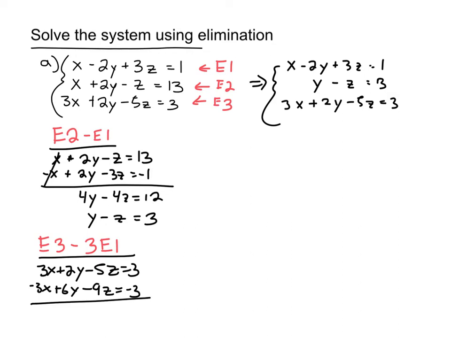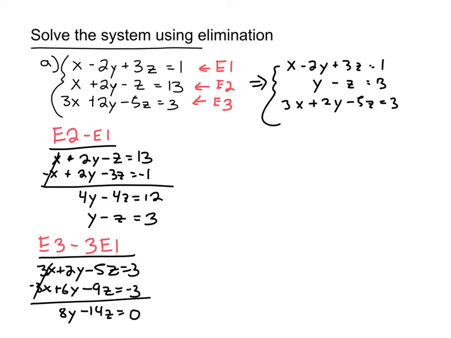Be really careful with your signs here. It's very easy to make a mistake. So the 3x and the negative 3x cancel. Then we have 2y and 6y, which makes 8y. And then minus 5 and minus 9 is minus 14z, and then these two cancel, and you're left with 0.